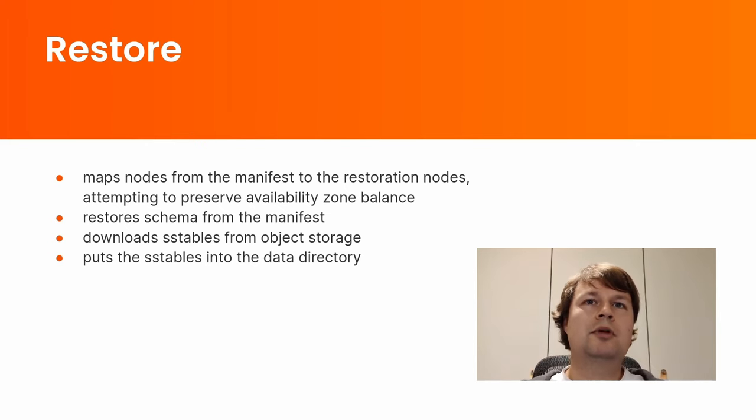Restoration is a little bit more complicated. First, we need to make sure that we have enough nodes on the cluster that we're restoring on to actually bring the data in and restore it. Astacus allows to restore the backup on a bigger cluster, but doesn't allow restoration on a smaller cluster. Also, Astacus takes care of the availability zone balance.